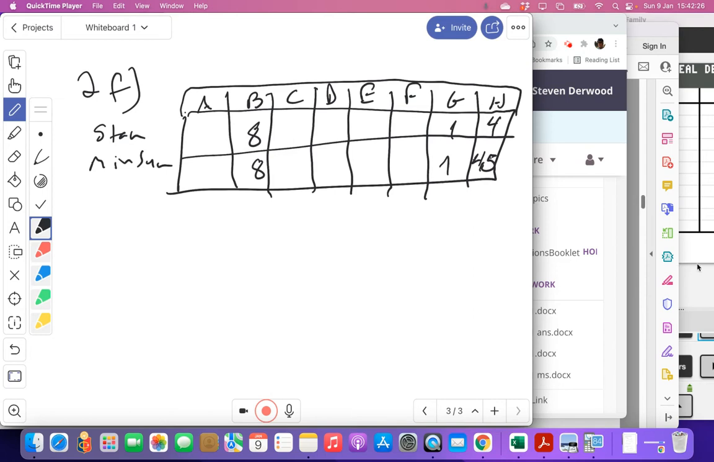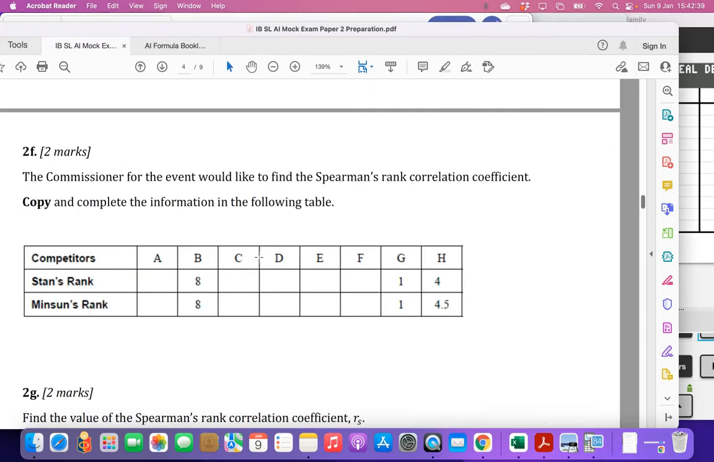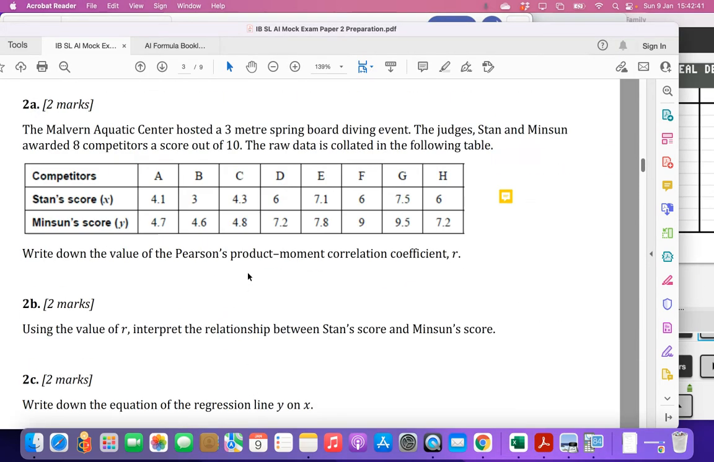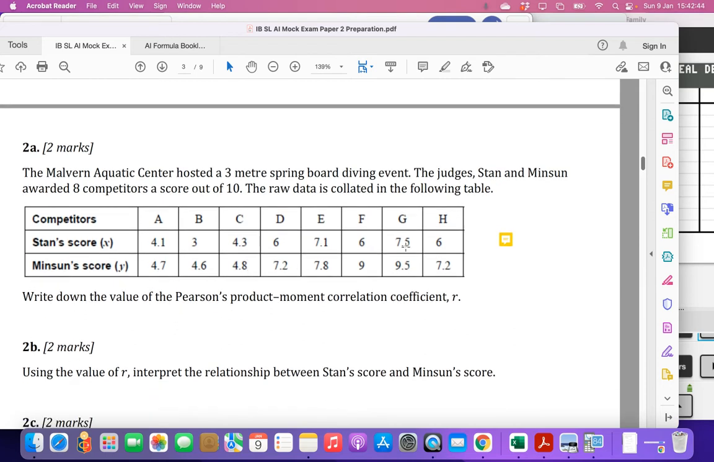Again, they gave us a little bit of help here by telling us what the top rank was and what the 8th rank was by the judges. So it's a good help. The top score for Stan was G, the top score for Min Sun was G, and the bottom scores for both of them was B. So that's how we filled that in. If that's the top score, let's look at him first.